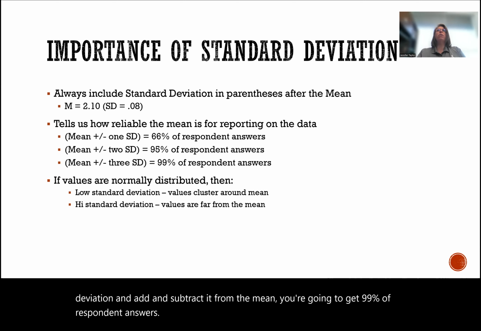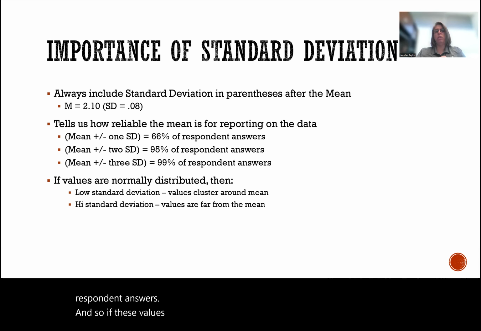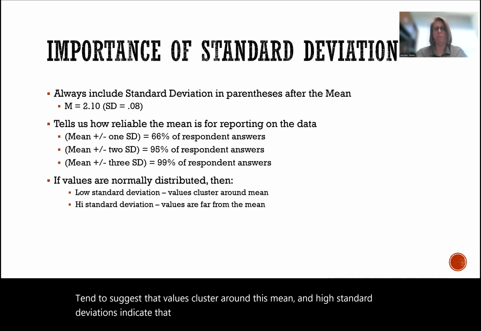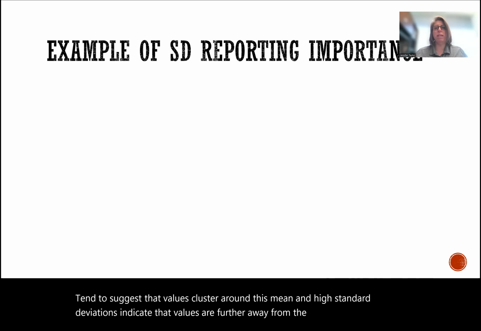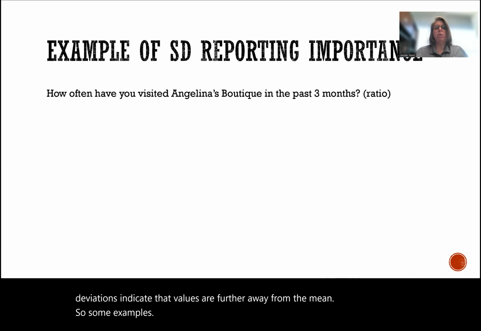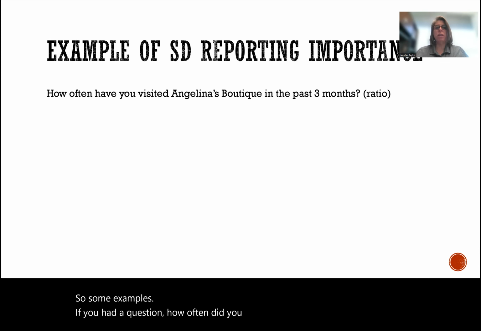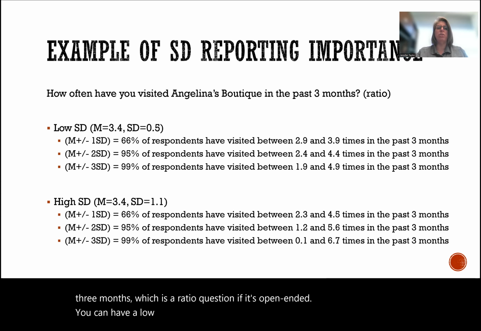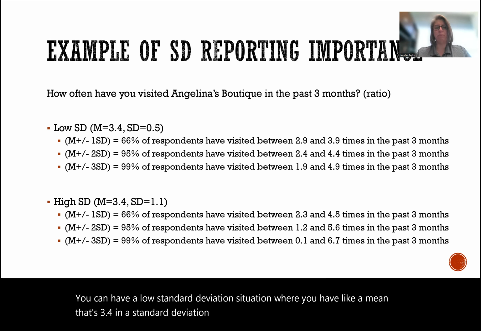And so if these values are normally distributed, then low standard deviations tend to suggest that values cluster around the mean, and high standard deviations indicate that values are further away from the mean. So some examples. If you had a question, how often do you visit Angelina's Boutique in the past 3 months, which is a ratio question if it's open-ended, you can have a low standard deviation situation where you have a mean that's 3.4 and a standard deviation of 0.5.